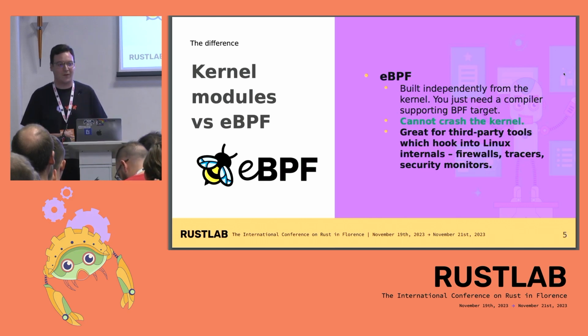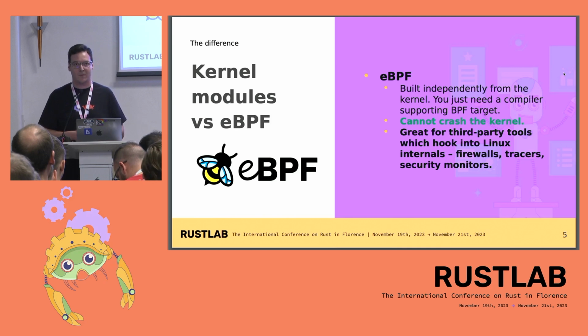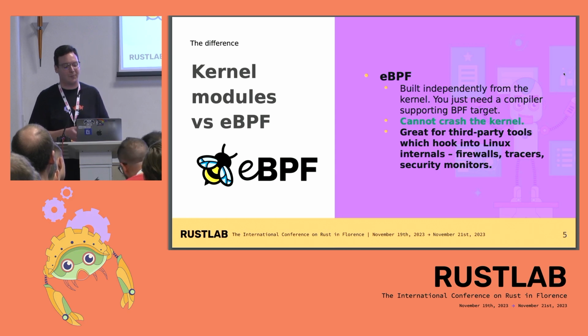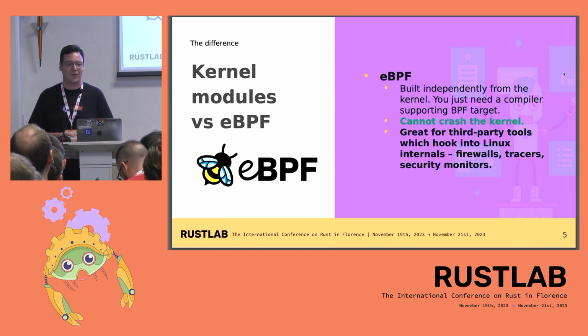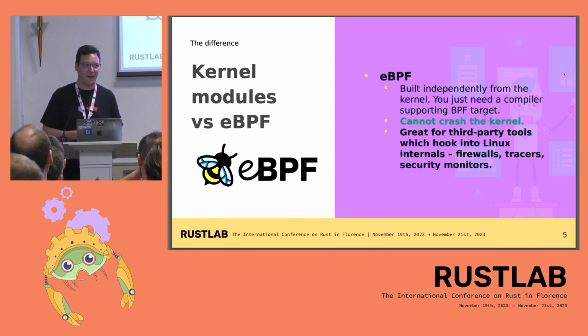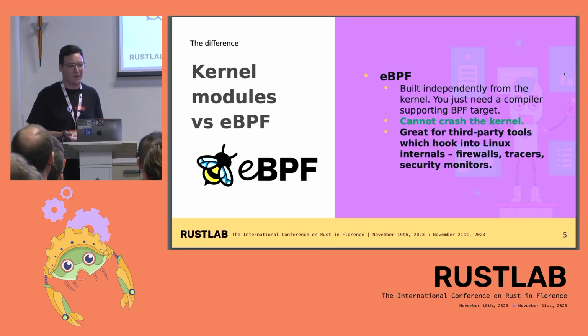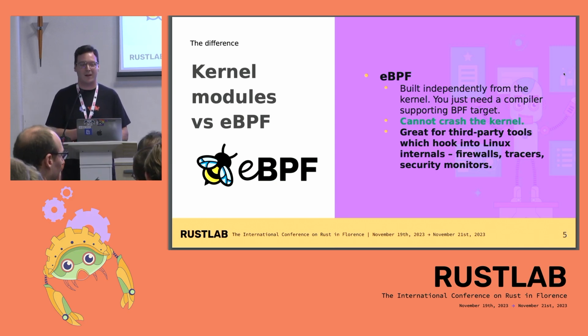eBPF is something different, and eBPF allows you to extend the kernel, but with your completely third-party project. And you don't even need kernel sources to build such a project. You just need a compiler which supports BPF, and the BPF support first appeared in LLVM. It's also in GCC now. Because it's in LLVM, therefore it's in Rust as well. Like every LLVM frontend, if they want, they can add support for the BPF target, but for now it's Clang and Rust.